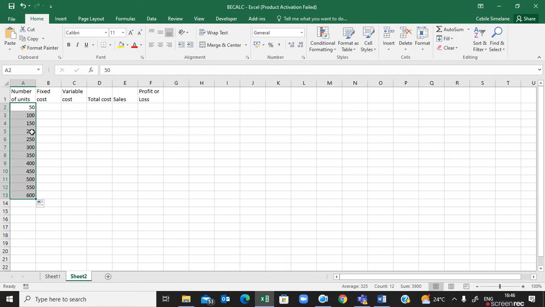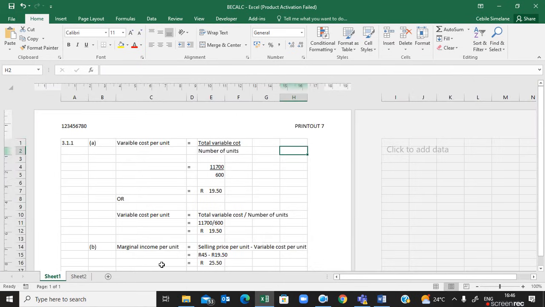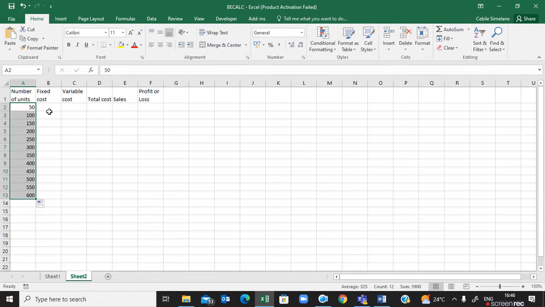So we are going to use this information together with the information that is appearing in question 3.1.1. So if you see, you need to find your fixed cost. According to the information that was given in 3.1, your fixed cost is supposed to be 4,500. So you can put 4,500 there. Because fixed cost does not change, it means all these other rows will have 4,500. So you can use the autofill handle just to copy 4,500 to all the other cells.